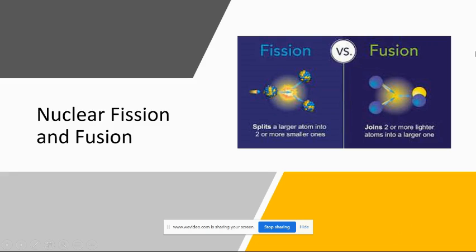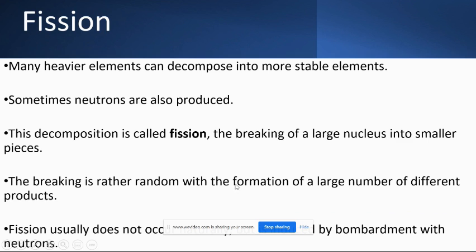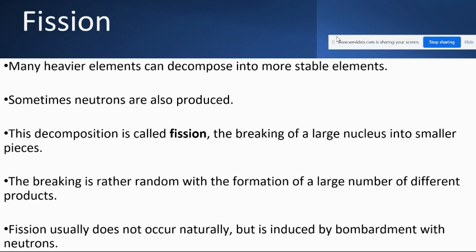All right. So fission is where we take a heavier atom and we break it into two smaller parts. Fusion is we take two small atoms and fuse them together into making a larger one. Fission is more what we are exposed to here on Earth. It's where we're going to take heavier elements. They're going to decompose into more stable elements. You also sometimes produce neutrons.